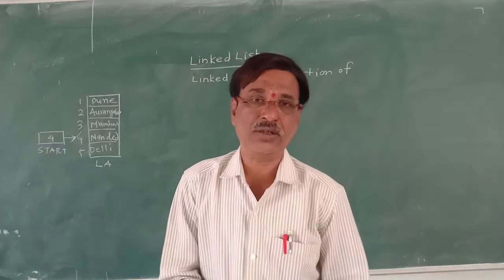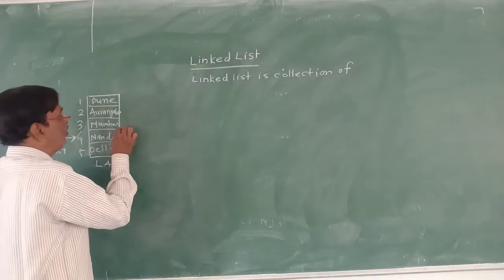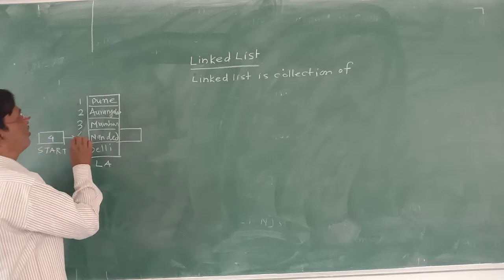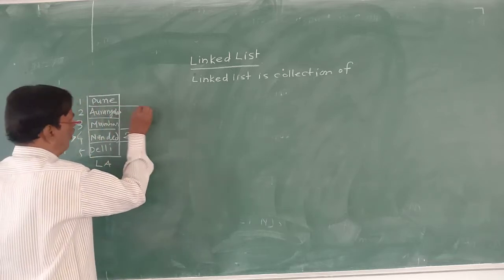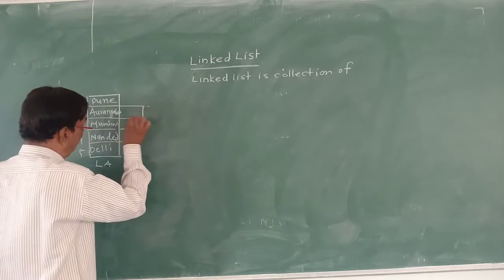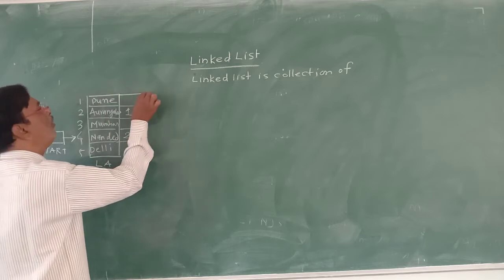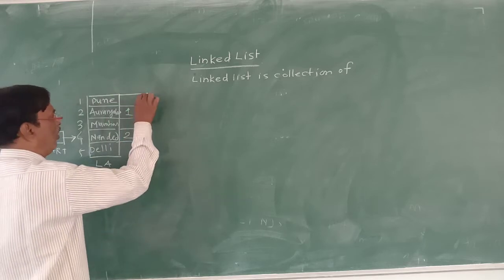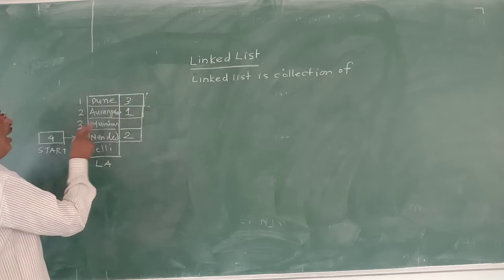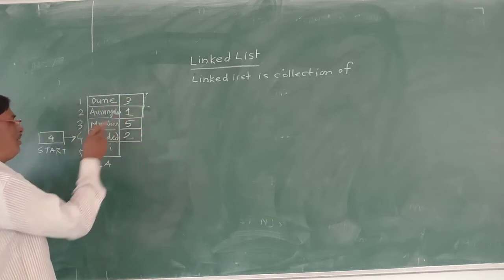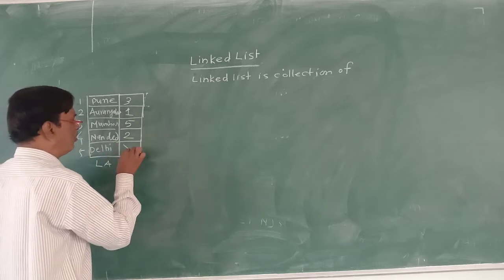So the question arises, which one is next? So the Nanded element itself will give the address of the next. Suppose there is a 2, Aurangabad. So Aurangabad itself will give the address of the third element, suppose Pune. Pune will give the address of the next element, suppose Mumbai, and Mumbai will give the address of the next element, suppose Delhi, and after Delhi there is no element, so the address is none.